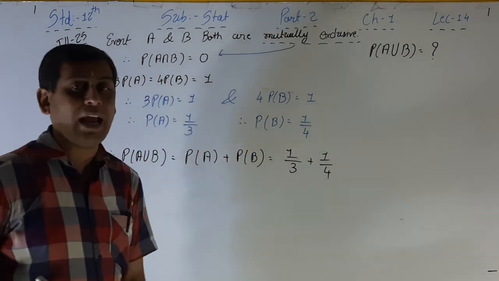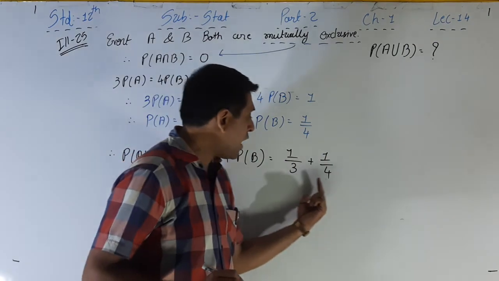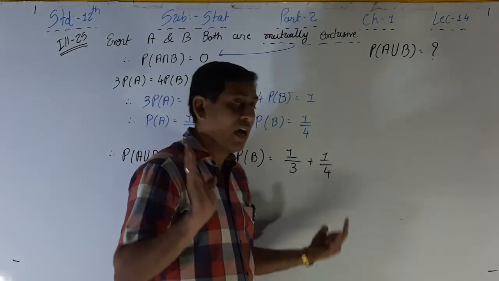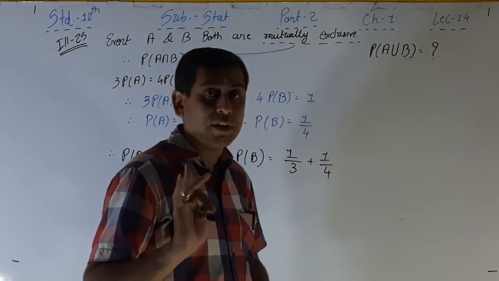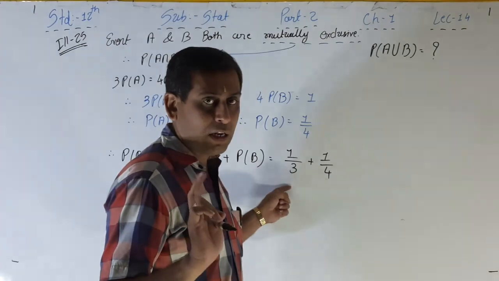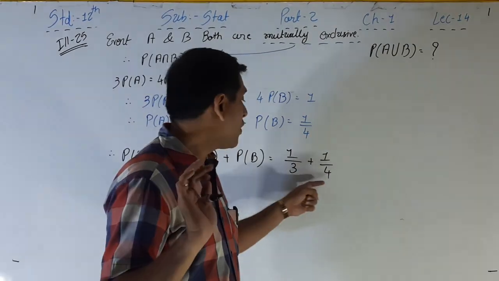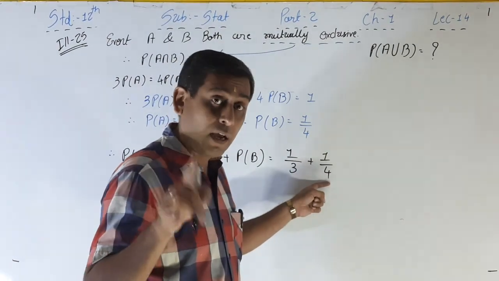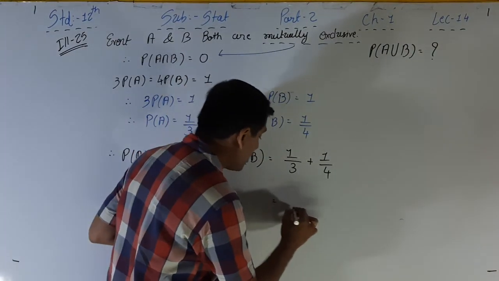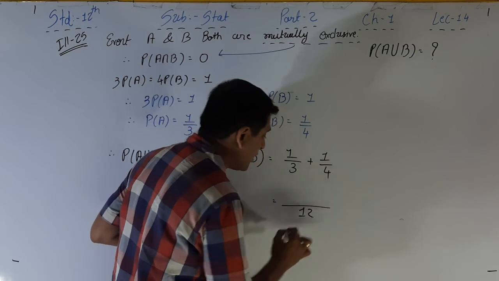Now we have to take the LCM of 3 and 4. So which one is the highest? 4 is the highest. Now see the table. 4 ones are 4, 3 not come; 4 twos are 8, in the 3's table no; 4 threes are 12, yes, 3 fours are 12. So it is in both the tables. So 12 is your LCM.